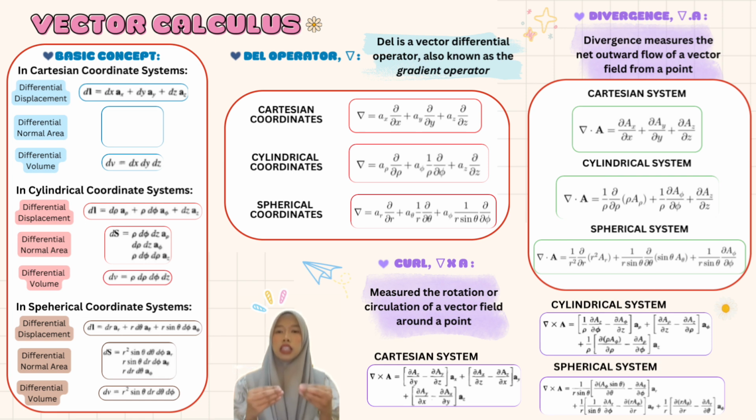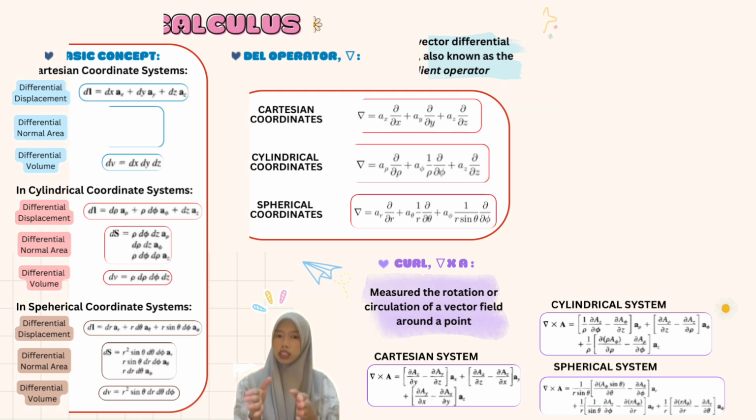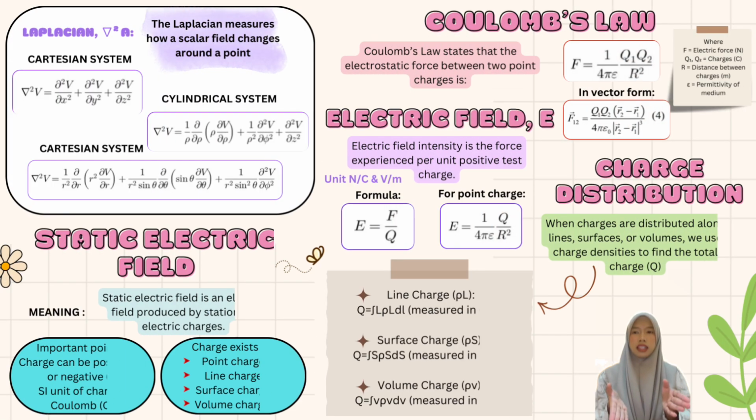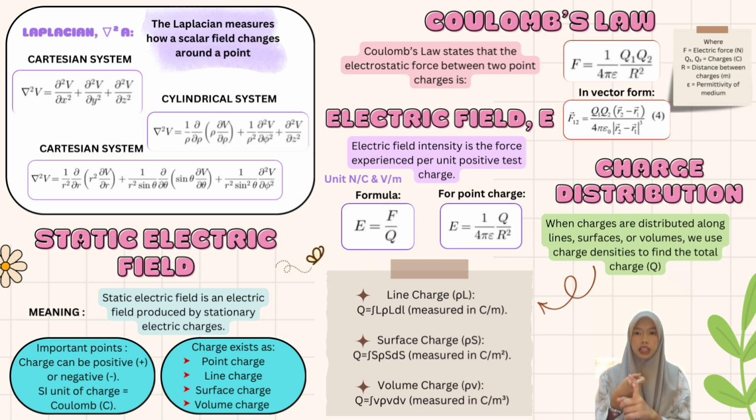As shown on the slide, these concepts and operators have different formulas in Cartesian, cylindrical, and spherical coordinate systems. Lastly is the Laplacian. The Laplacian describes how a scalar field changes around points. It also has different formulas for the Cartesian, cylindrical, and spherical coordinate systems.